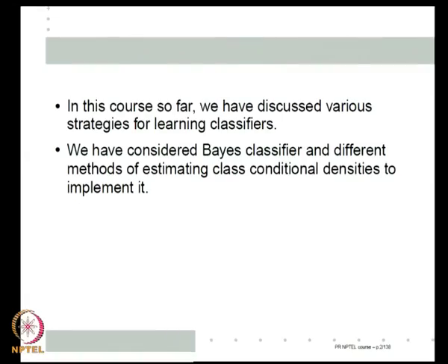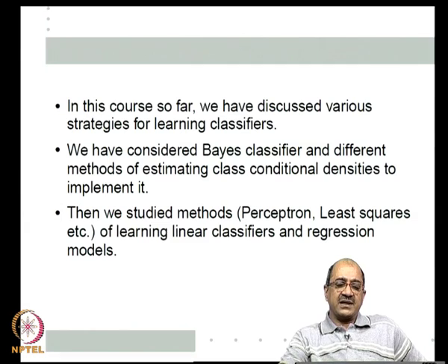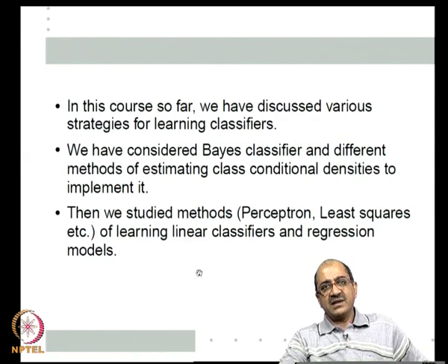We started with pattern classification, said the classifier design is what admits a lot of mathematical structure, and we discussed different strategies for learning classifiers. Specifically, we considered the Bayes classifier, the optimal Bayes classifier, and different methods for implementing it by learning class conditional densities. Then we looked at various linear classification and regression techniques: perceptron, least squares, LMS, Fisher linear discriminant. We looked at many of these techniques, and at their pros and cons.